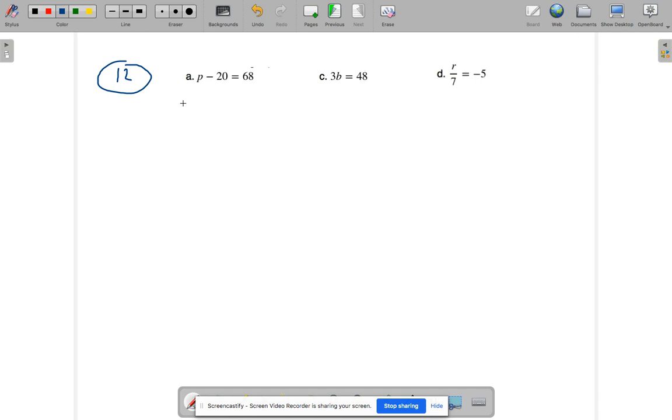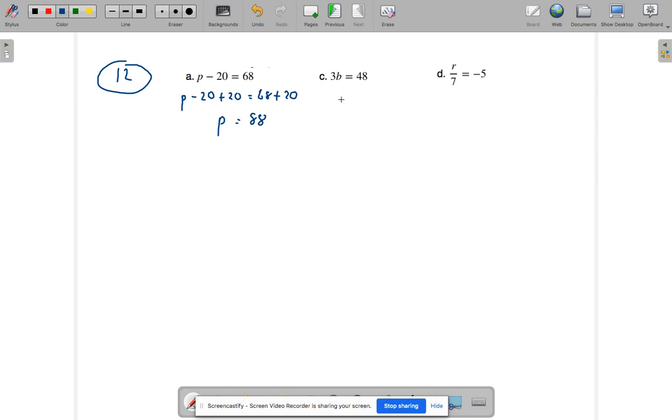So let's look at these three questions here. The first one is P minus 20 equals 68. So remembering, we want to get P by itself. We're going to do the opposite operation to minusing, which is plussing, and we're going to plus 20 to both sides. Okay, so I've now got 68 plus 20 on this side. Now, of course, minus 20 plus 20 just becomes P, and we get 68 plus 20 is 88. So P equals 88 is the answer to that first question.